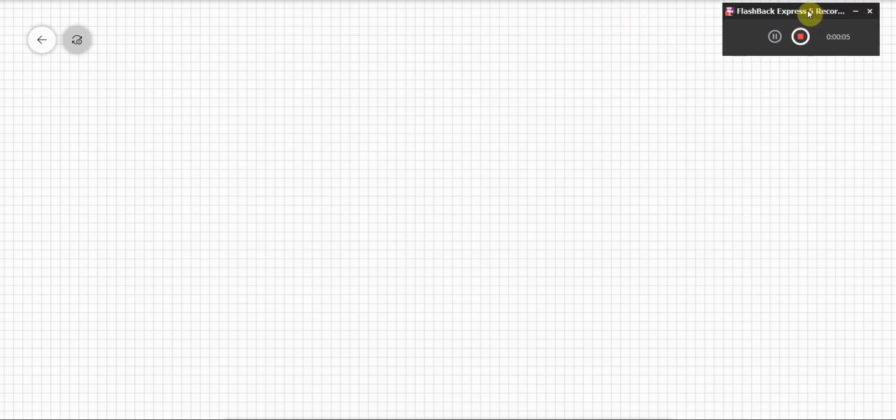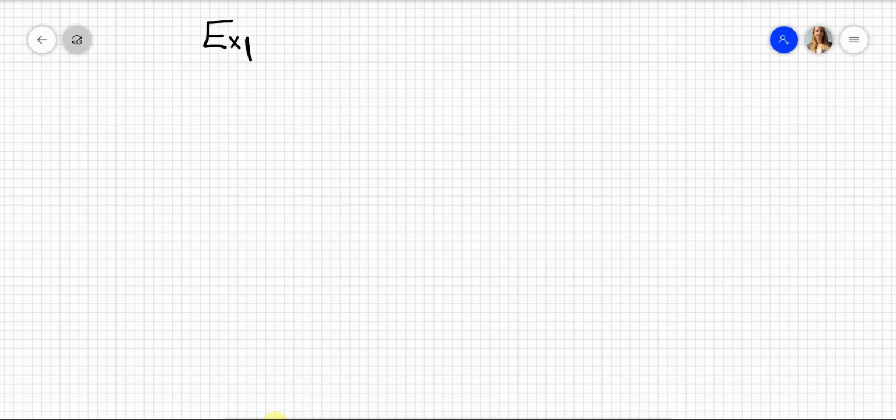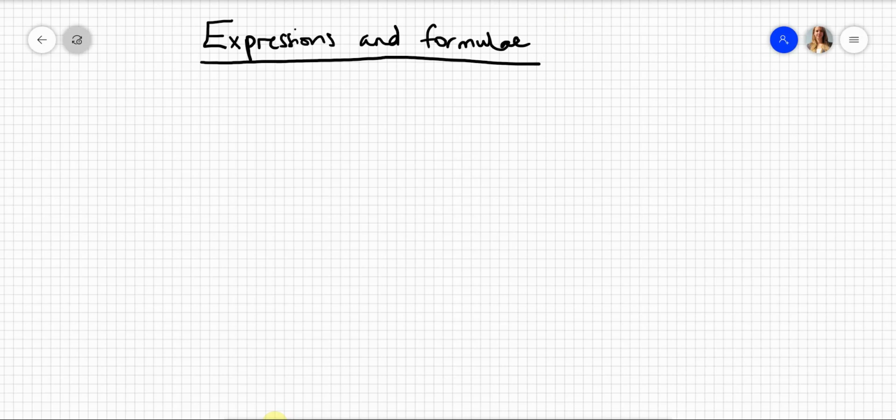Today's lesson is going to be on expressions and formulae. Now, you've already had a look at writing expressions, using formulae and writing formulae, and so today's lesson is going to be writing formulae by using what you know about writing expressions.